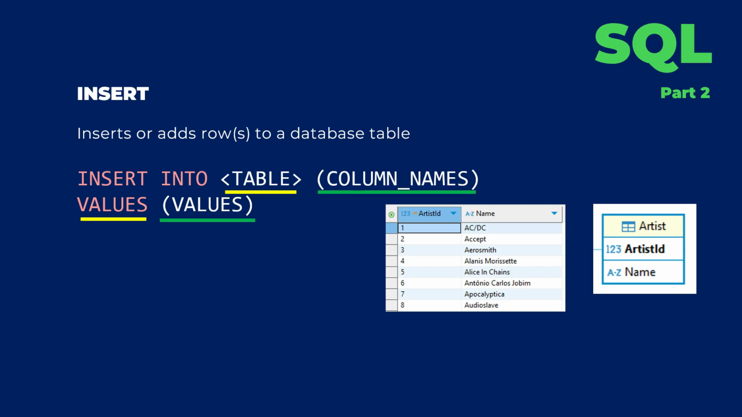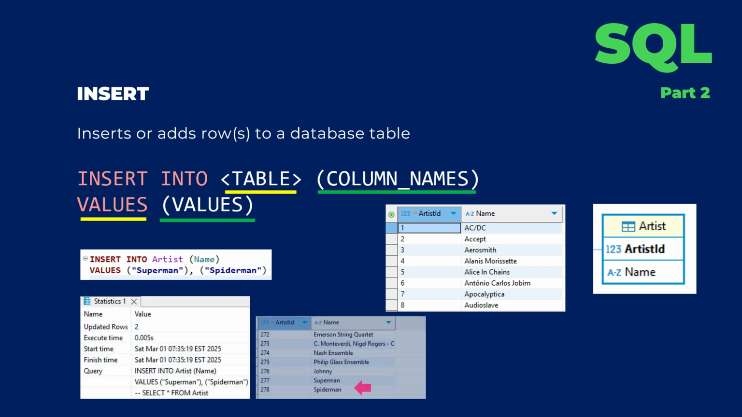You can insert multiple rows in a single insert statement. In this example, we insert two rows, that is two artists, Superman and Spider-Man, and we can see the results in the artist table.